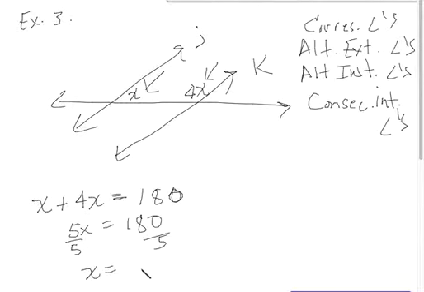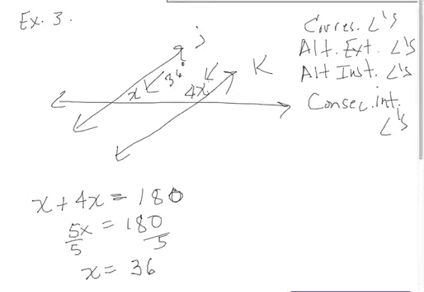And so x is going to equal 36, right? So x has to be 36. So this is going to be 36 degrees, and this is going to be 4 times 36. And that'll add up to 180 when we do that.